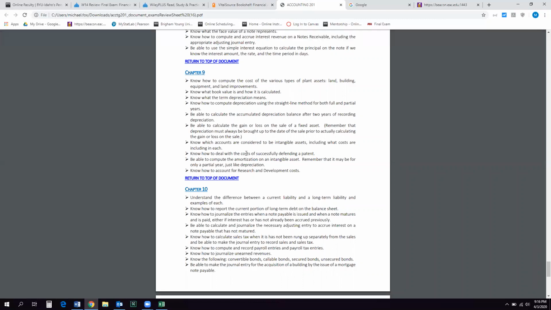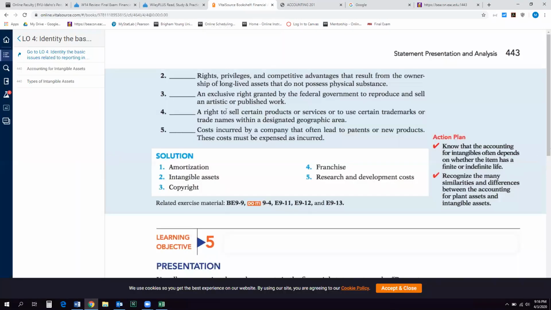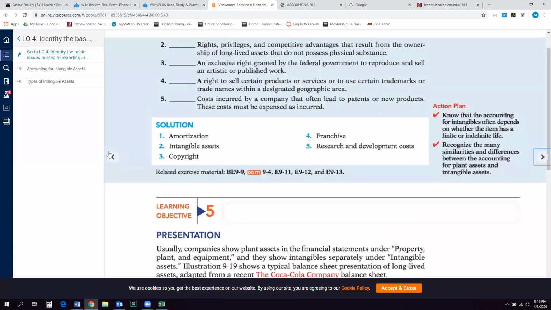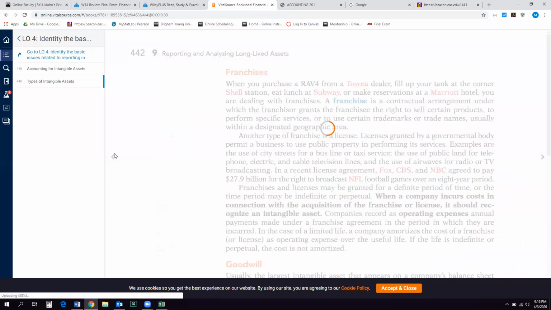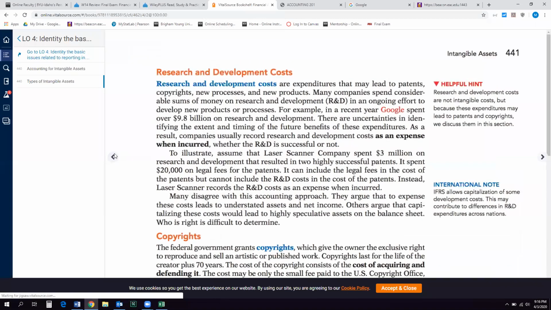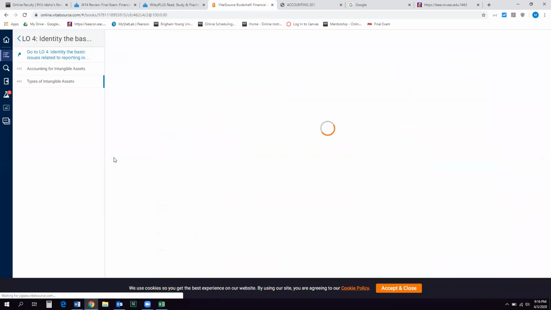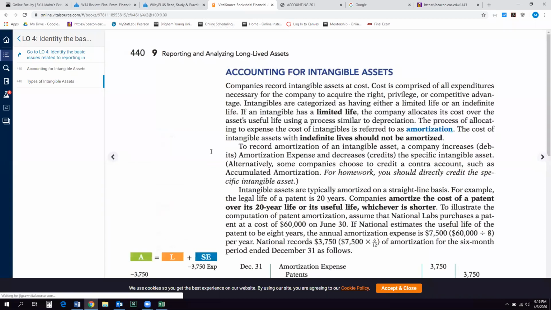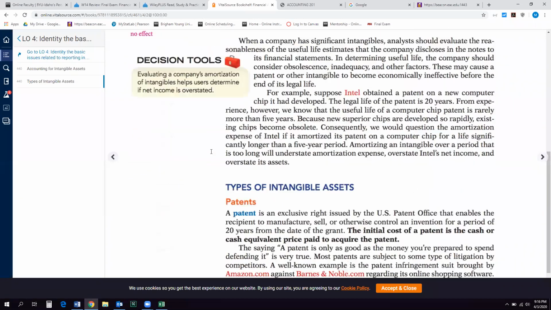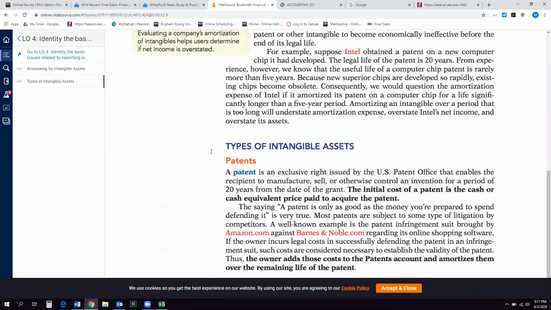Know how to deal with the cost of successfully defending a patent. So again, that's where they're giving you maybe a very specific question that deals with patents. Recognize that if somebody challenges your patent and you have to go to court, then there's the cost of defending that patent.